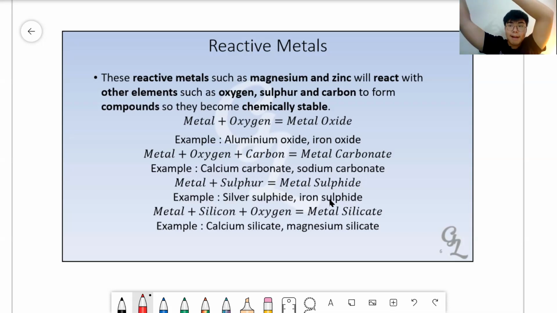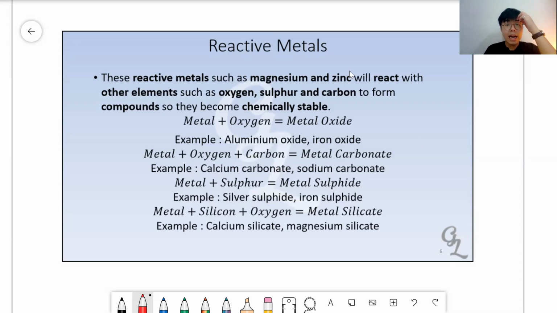But once they have reacted, that means they have already taken the oxygen. Once they have taken the oxygen, they will become chemically stable. And when they are already chemically stable, they will not react with other things anymore. Can?